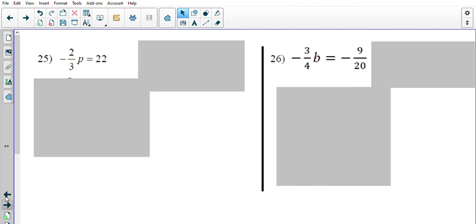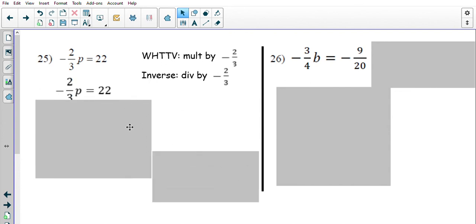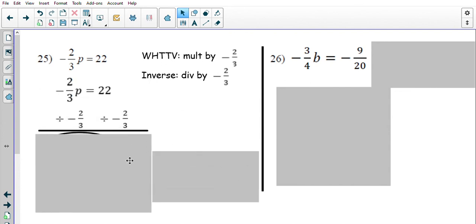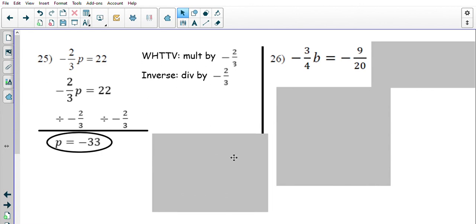All right, last 2 problems, numbers 25 and 26. So we have -2/3 p equals 22. We're multiplying by -2/3, so the inverse is to divide by -2/3. Let's go ahead and show that on both sides. You're going to plug into your calculator 22 divided by -2/3, which will get us -33.